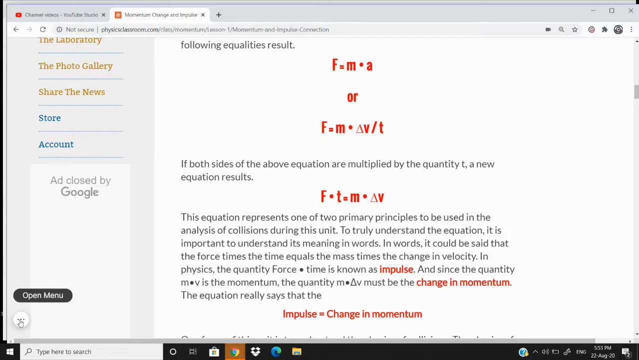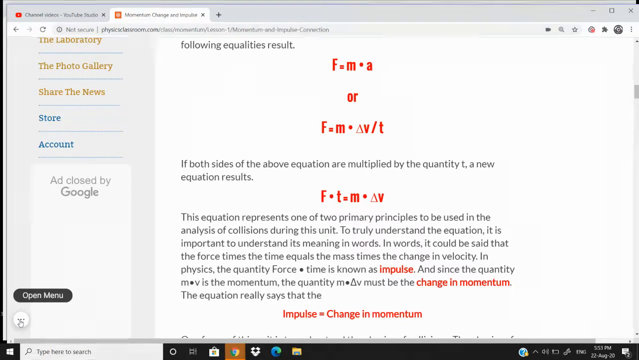Okay. So what relation we got now? Force into time is equal to m into delta v. That means impulse is equal to change in momentum. It is an important relation. Impulse is equal to change in momentum.